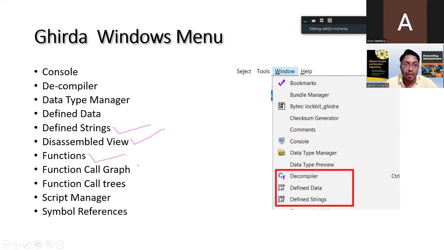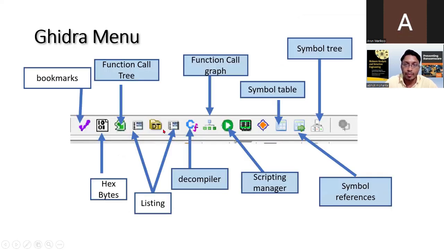You can see the function, the function graphs, the function call trees, the scripting manager, and there are symbols also. Later I'll talk about the difference between symbols and strings.